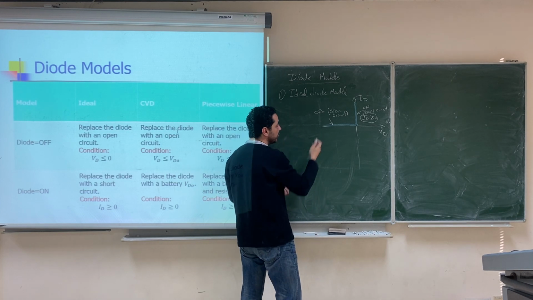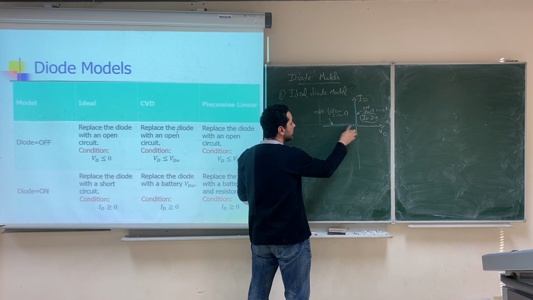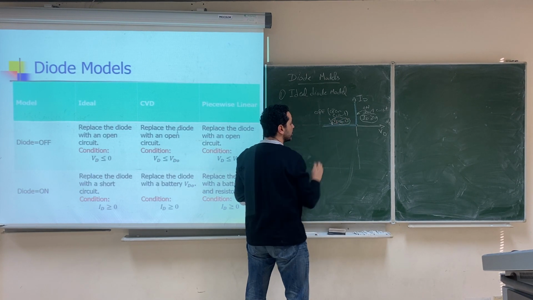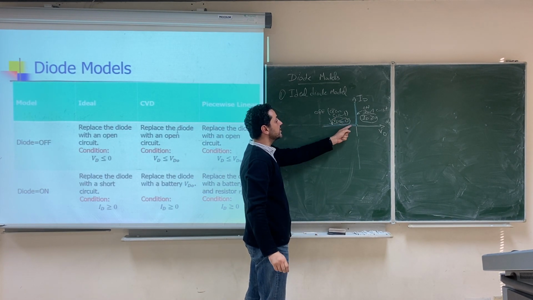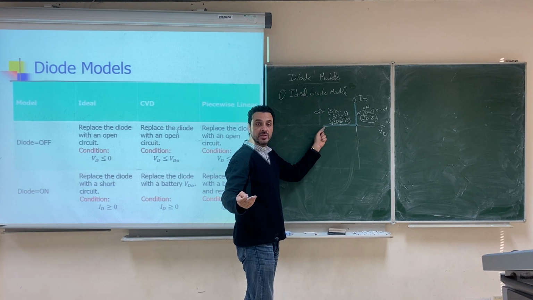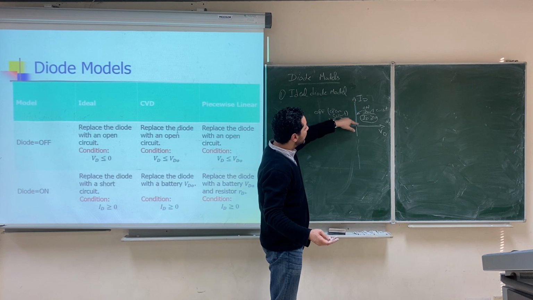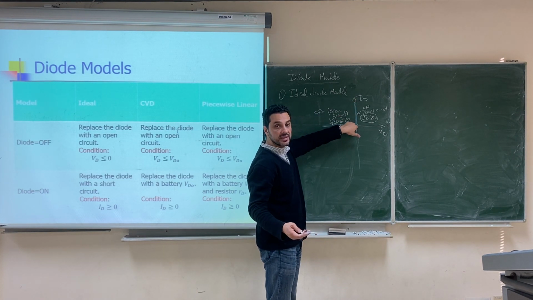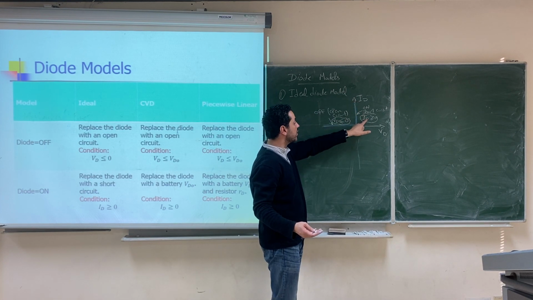The condition for the diode to be off is that V diode must be less than or equal to 0. This is the condition. If it is off, then it will work as an open circuit, which means that the current is 0 and the voltage of the diode can take any value below 0. When the diode is on, it will operate as a short circuit, which means that the voltage across it is 0, but the current can take any value greater than or equal to 0.